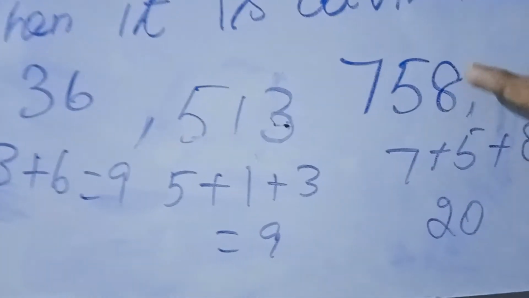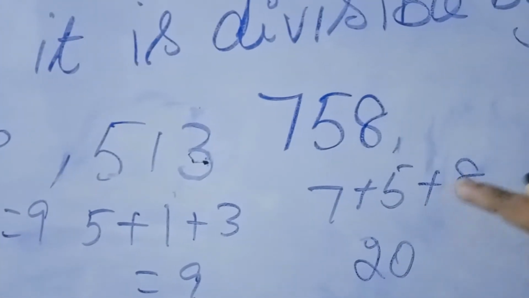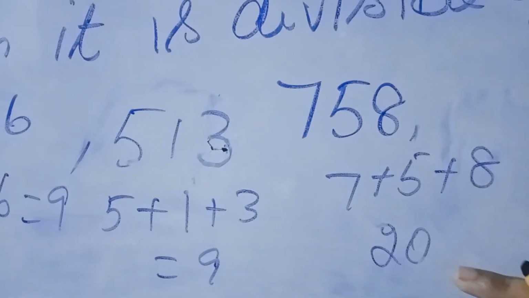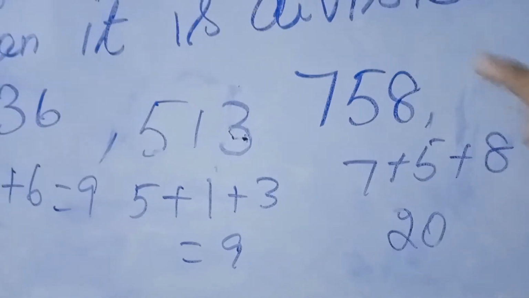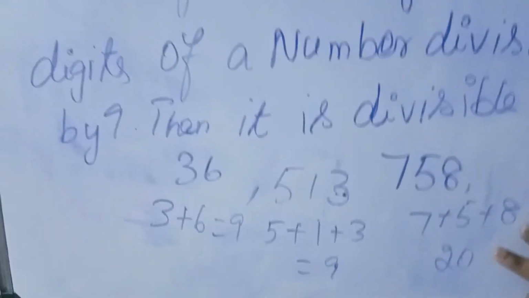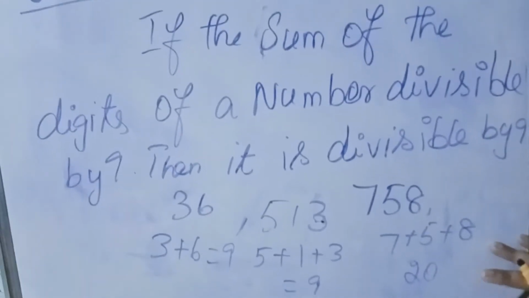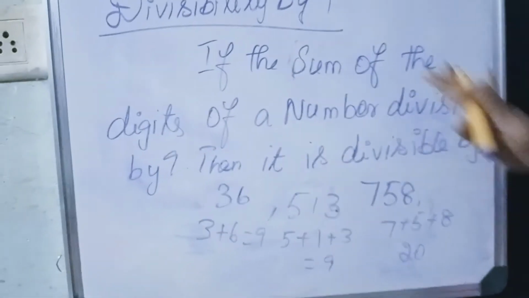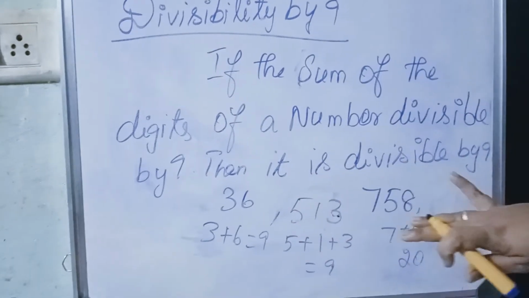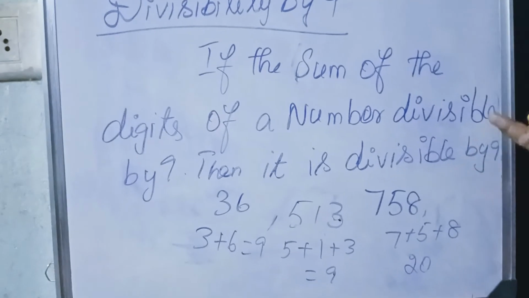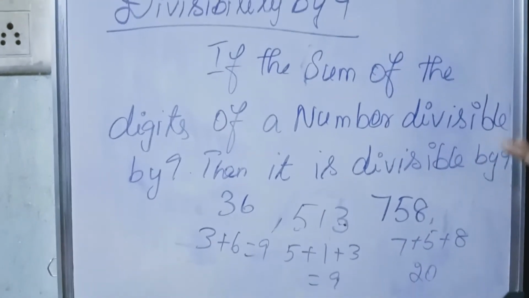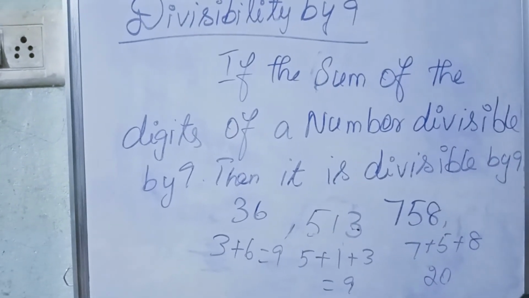Now we can check 758. 7 plus 5 plus 8 is equal to 20. Is 20 divisible by 9? No. So the whole number is not divisible by 9. So you have to add the sum of the digits, whatever is there. If the answer is divisible by 9, then that number is divisible by 9.